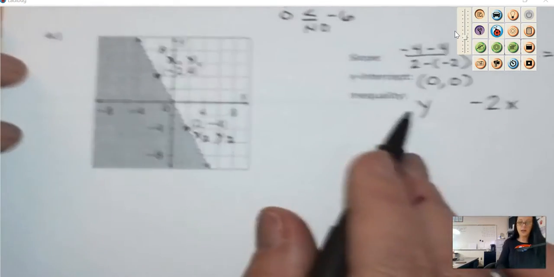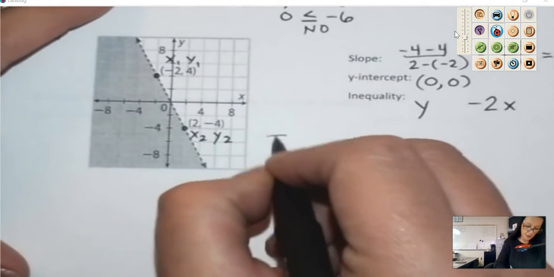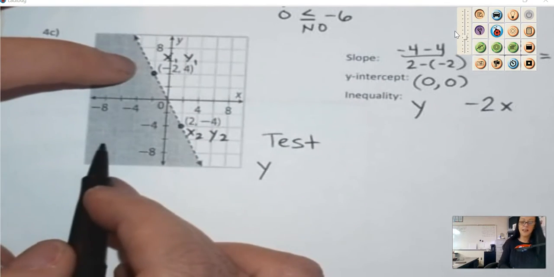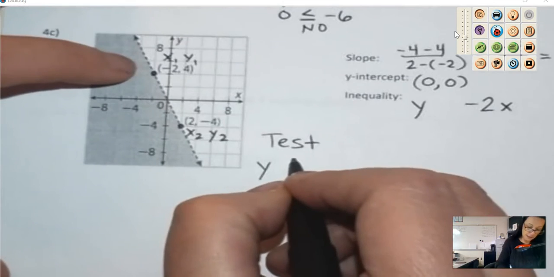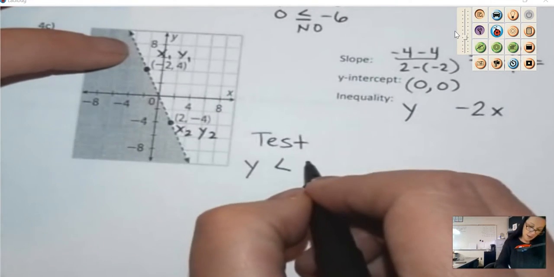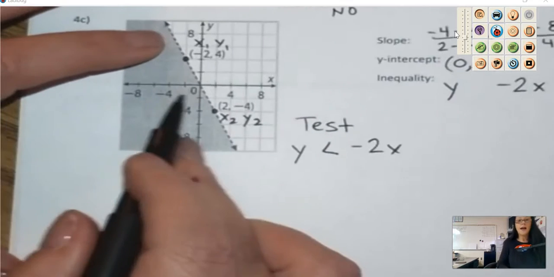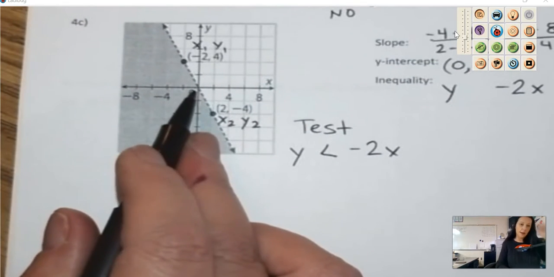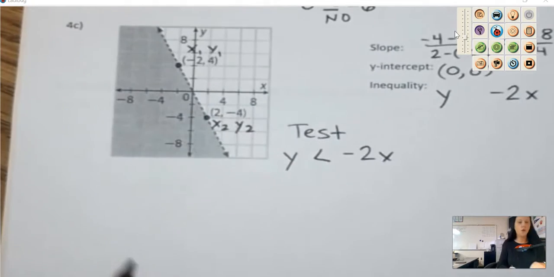Okay, here you have to come up with what you think it might be and do a test. So it looks like the shading is probably under, so I'm going to assume it's less than. It's dotted, and then the -2x. I don't want to use 0, 0 though. You don't want to use a point that's on the line because then it messes it all up. So use a point that's not 0, 0.